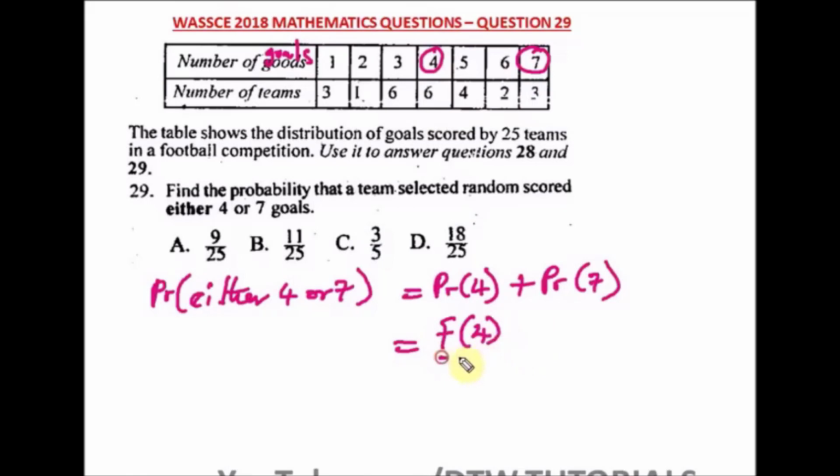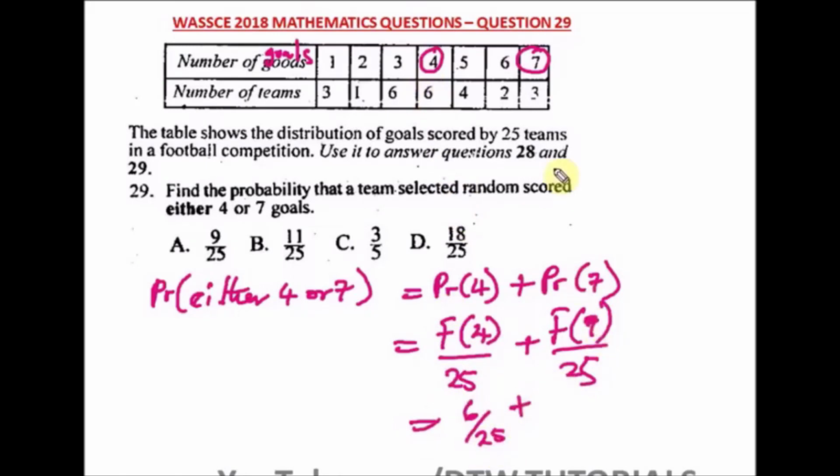So this divided by 25 plus divided by what? 25. So we have here f, the frequency, that's the number of teams. We have 6 over 25 plus 7. How many teams? We have 3 over 25. So here we just have 9 over 25. Okay, this is our answer, and our right option here is option A.